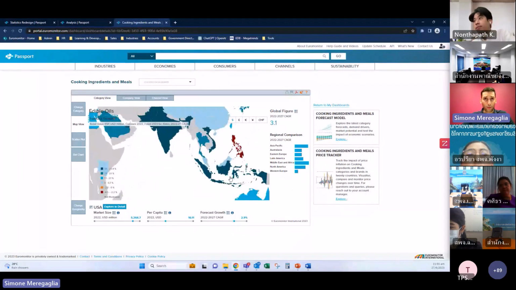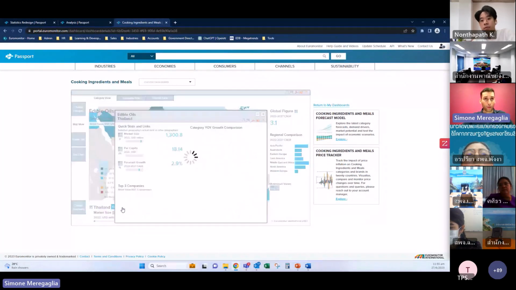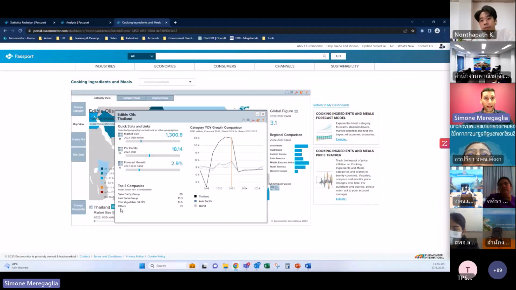But also I want to look deeper into Thailand, and then I see at a snapshot I can see the market size, the forecast growth, the per capita, and also if I want to explore in detail, I see that Thailand is actually the number 17 in the world in terms of market size for edible oils. Per capita consumption is the 26th in the world, and in terms of forecast growth is the 15th in the world, the fastest growing market for edible oils.